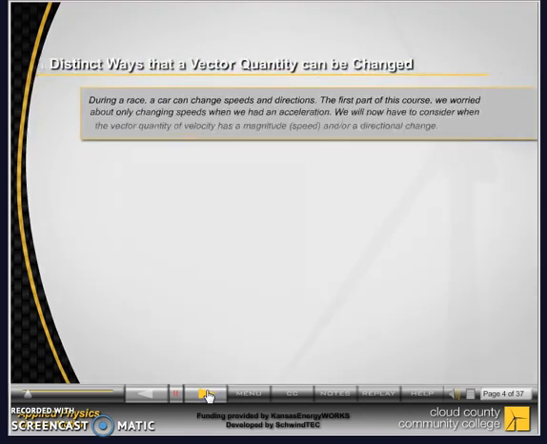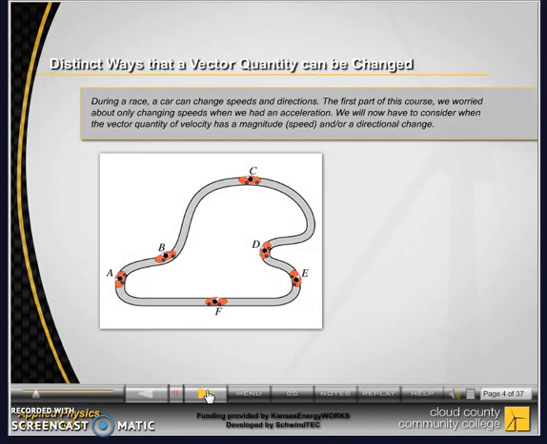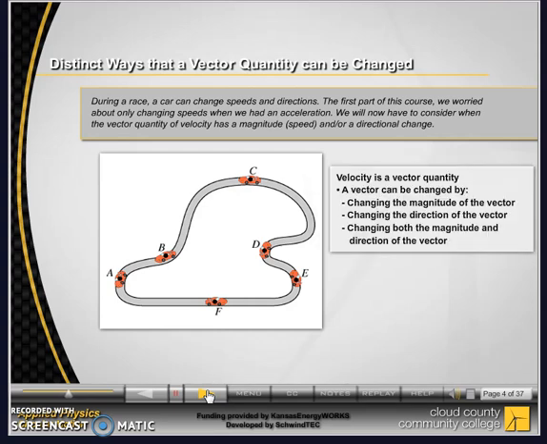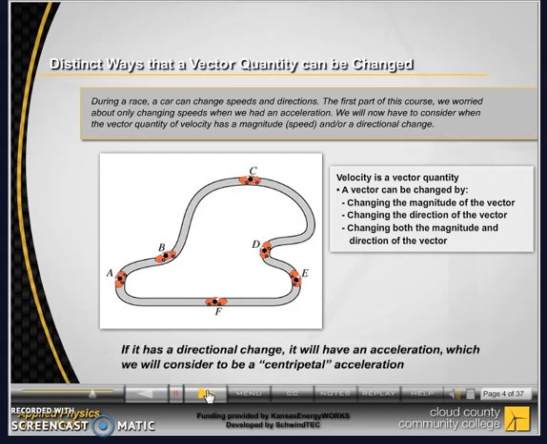During a race, a car can change speeds and directions. In the first part of this course, we worried about only changing speeds when we had an acceleration. We will now have to consider when the vector quantity of velocity has a magnitude or speed and/or a directional change. If it has a directional change, it will have an acceleration which we will consider to be a centripetal acceleration.